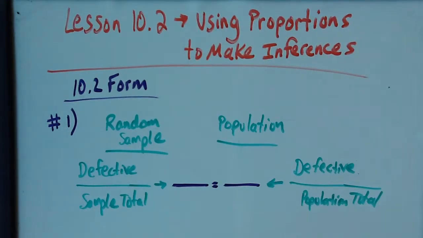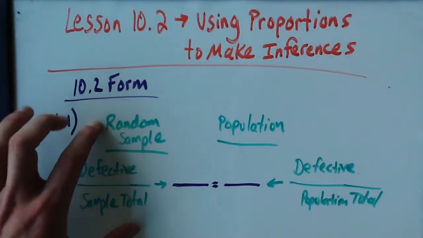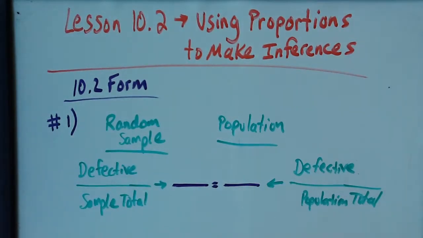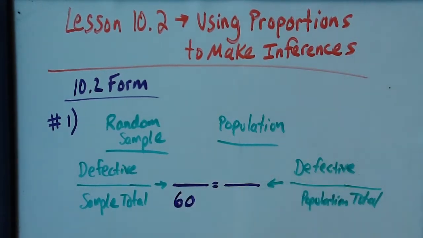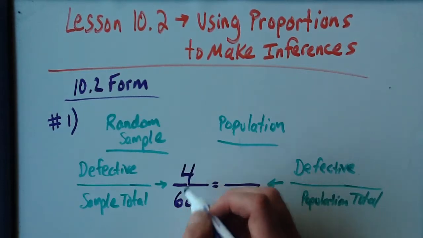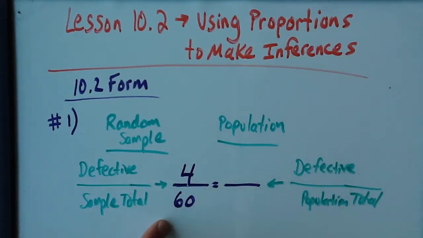So since we have a random sample here in number 1, we can make an inference about the population. Okay, so let's look at our random sample. In our random sample, we had 60 total phones, right? 60 phones in the sample, and of those 60 phones, how many were defective? Well, it says 4, right? 4 defective phones out of 60 total in our sample.